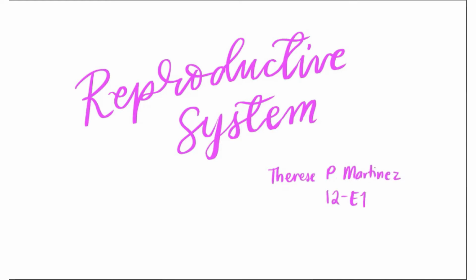This is my video on reproduction and development. We're going to be talking about the reproductive system and its related topics. Reproduction is important to sustain life and pass on traits to a species' offspring.